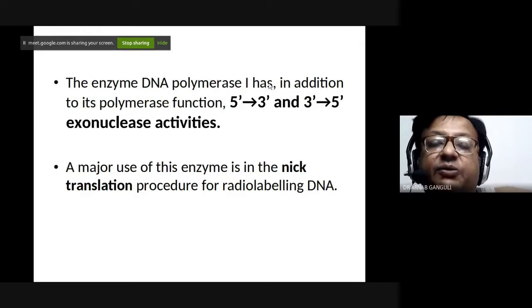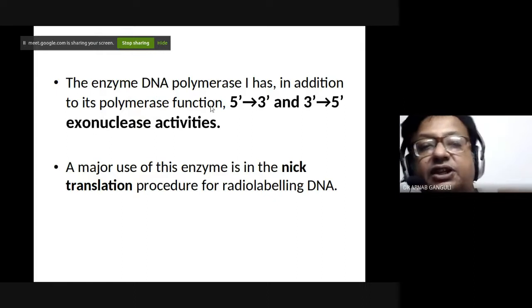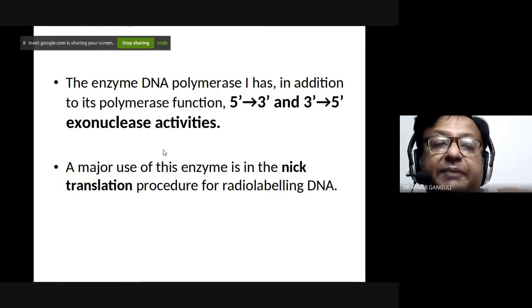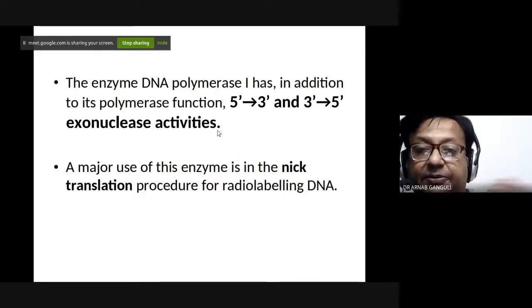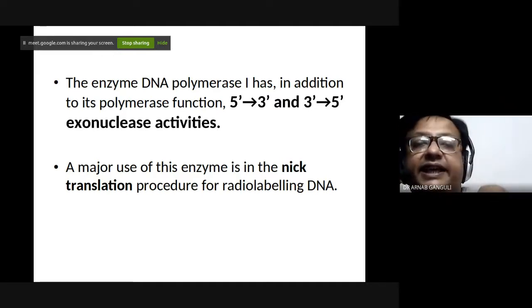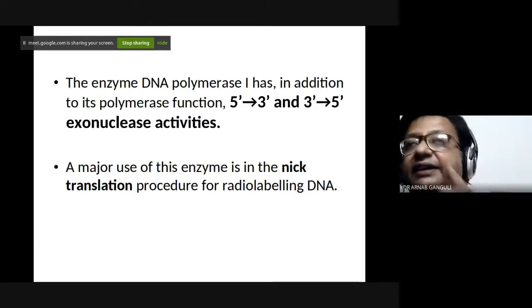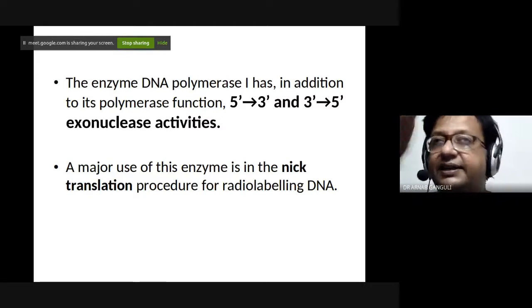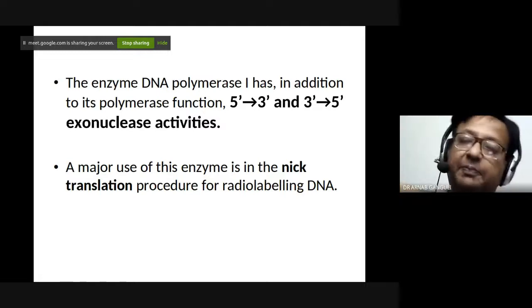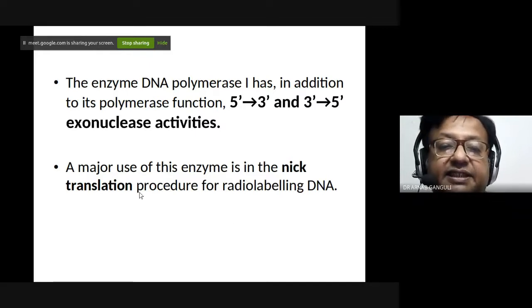DNA polymerase 1, in addition to the polymerase function that synthesizes in the 5' to 3' direction, has 5' to 3' and 3' to 5' exonuclease activities. So if there is a mismatch error, this exonuclease will cut it and a proper match will come. Against A, opposite of A, there should be T. By mistake, if G comes, this exonuclease will cut and remove it, and again the proper T will come. This is the function. A major use is nick translation.